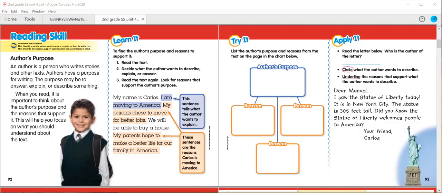Dear Manuel, I saw the Statue of Liberty today. It is in New York City. The statue is 305 feet tall. Did you know the Statue of Liberty welcomes people to America? Your friend, Carlos.